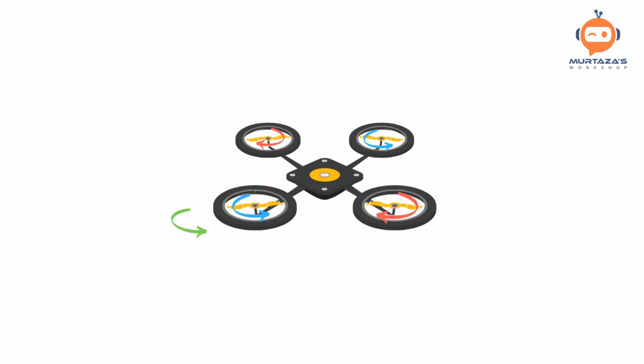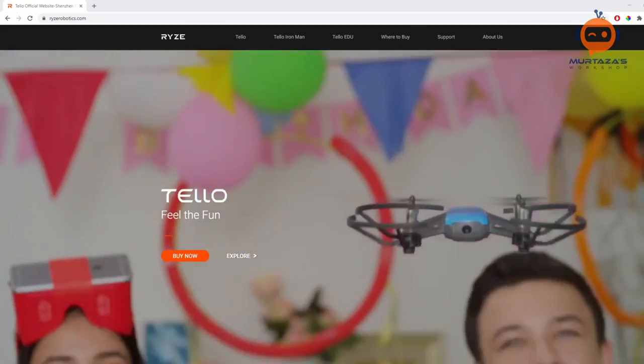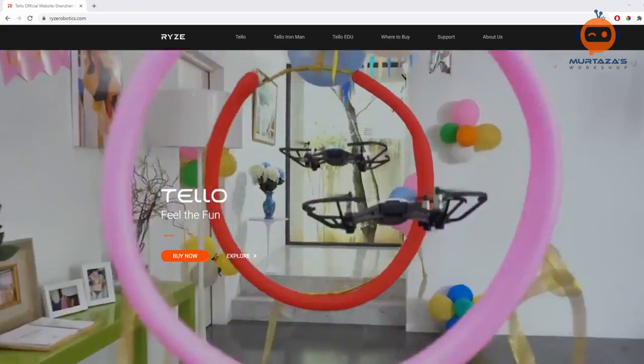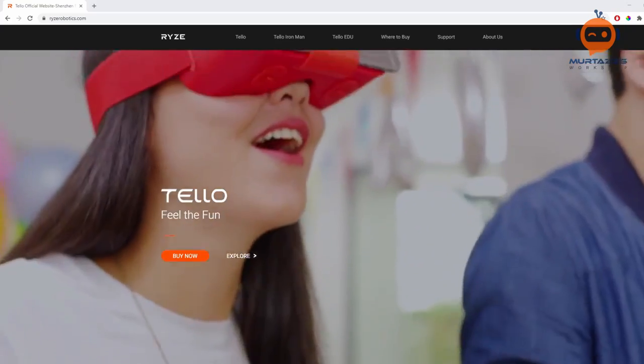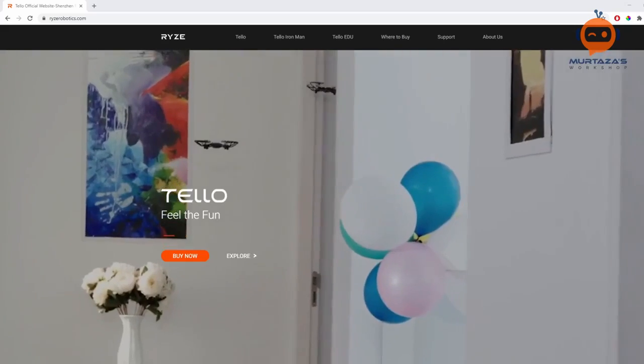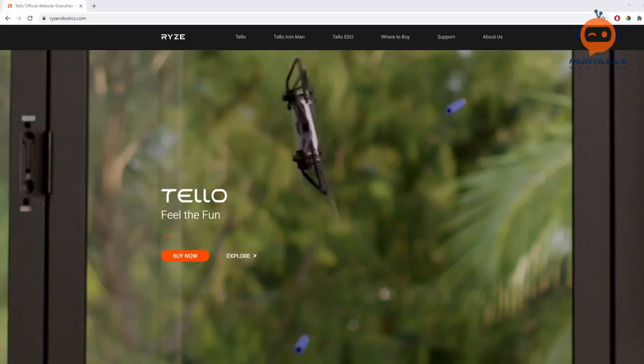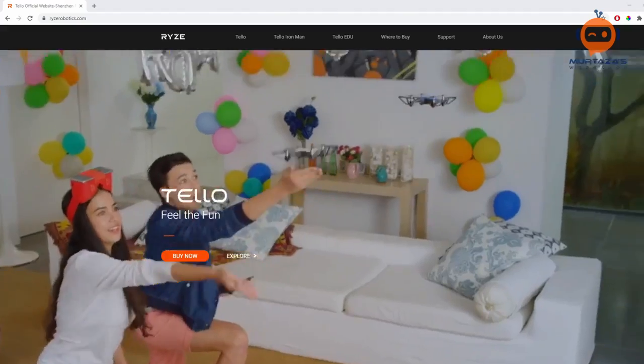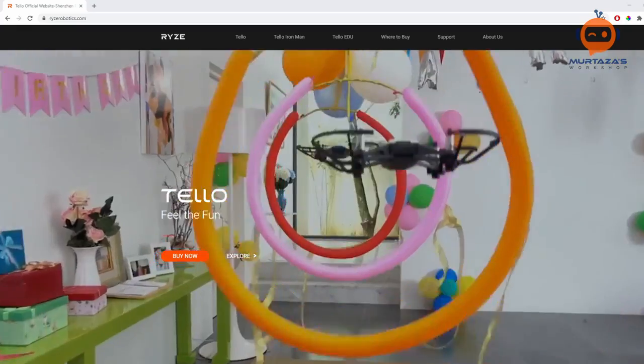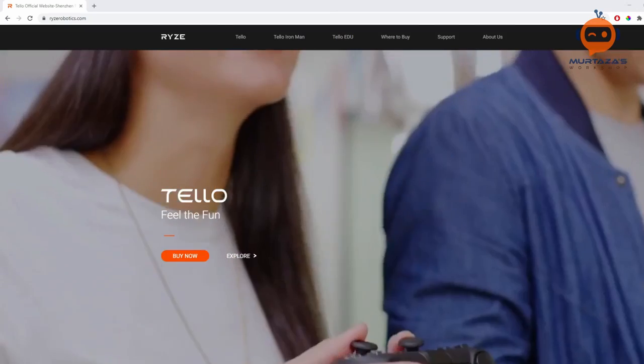Now that we understand how the drone flies, let's have a look at the drone we will be using for this course. The drone that we will be using for this course is the Tello drone. Now, this drone is recommended to be used with this course, but that does not mean that you cannot apply the same techniques to other drones. In fact, 80% of this course is applicable to any drone and only 20% is specific to the Tello drone.